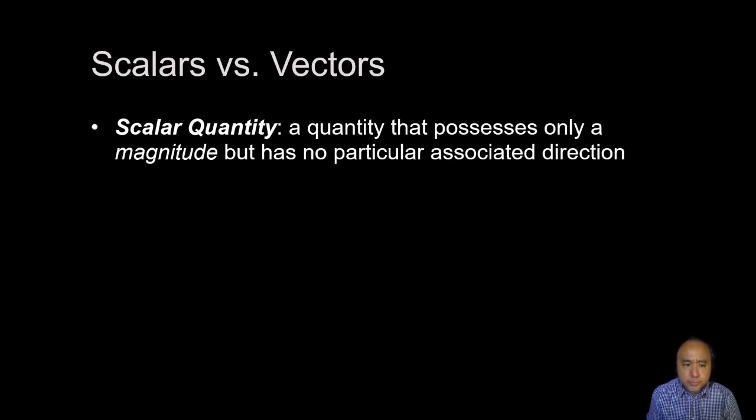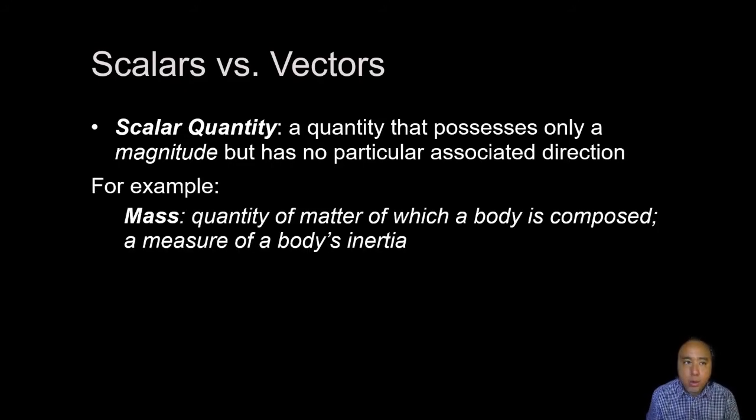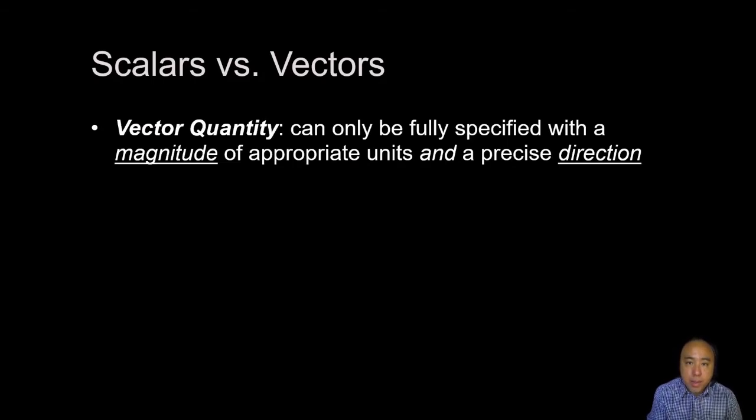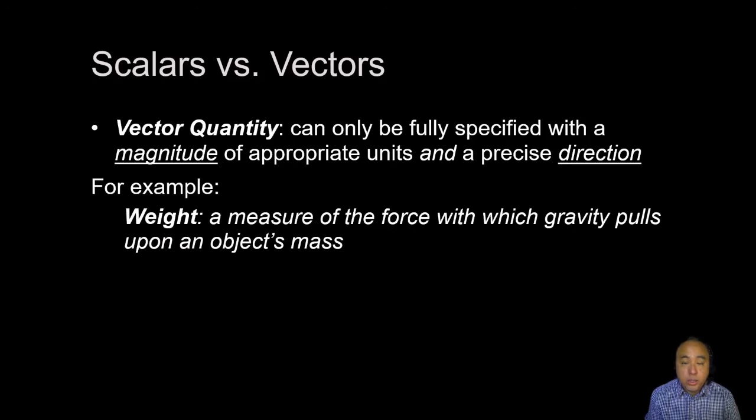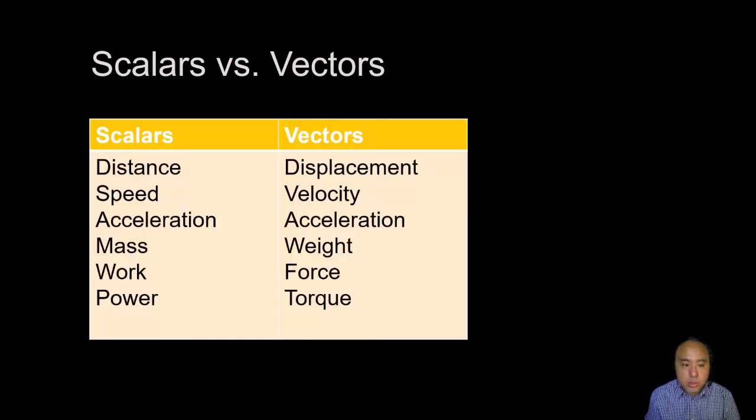So real briefly, if you've taken physics before, or high school level science and math, you'll remember what a scalar quantity is. It's just one that possesses only magnitude. These are things like mass, power, speed, whereas vector quantities actually have both magnitude and a precise direction, such as weight and force. So let me give you some examples here.